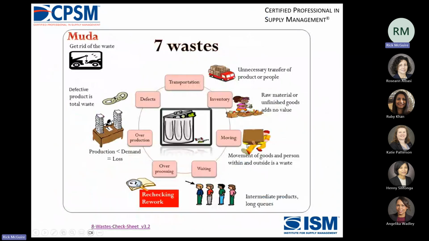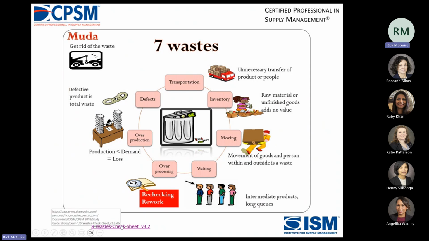So here's the 7 wastes, or the 7 mudas from Japanese, of lean. So you want to do as little of these as possible. And some of them you don't want to do at all. Over-processing, overproduction, and waiting you don't want to do, and defects. But moving inventory and transportation as little as possible.